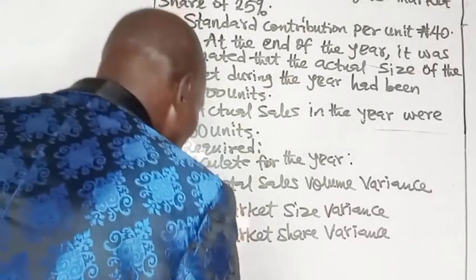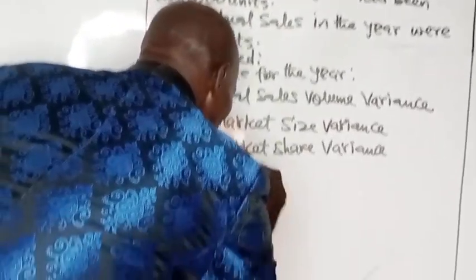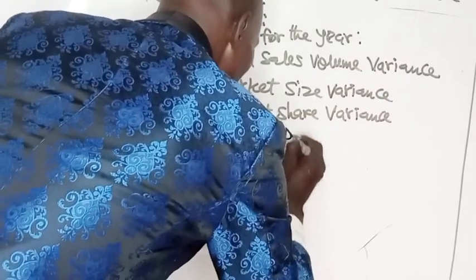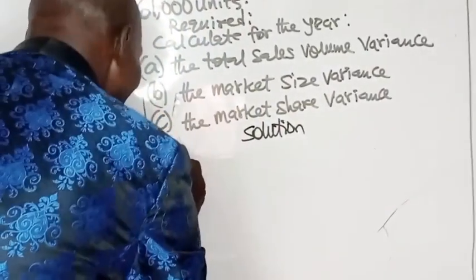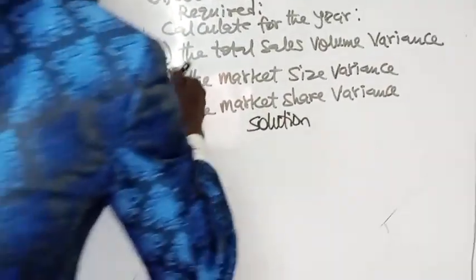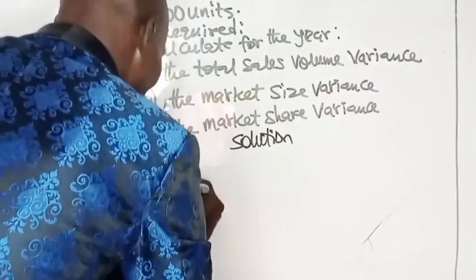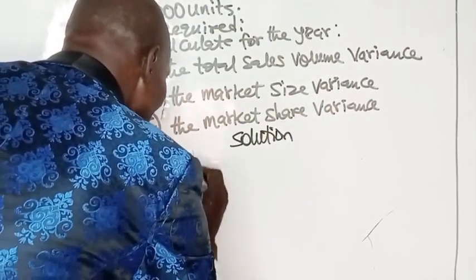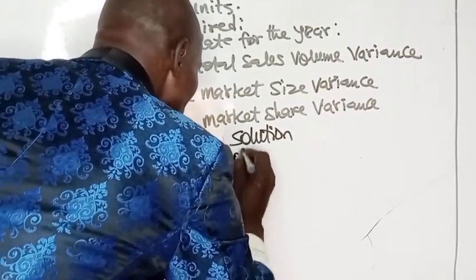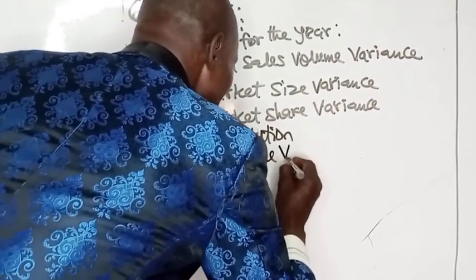Now, let's have the solution to the question. Solution. So, in A, you have to compute the sales volume variance.